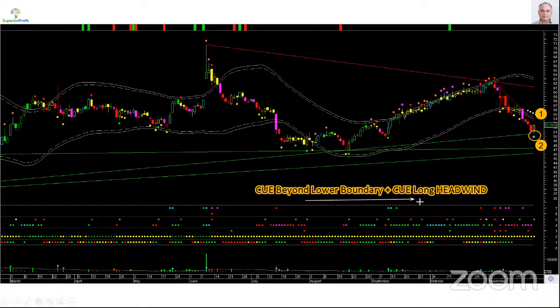More. Beyond lower boundary and long headwind. Beautiful, isn't it? I searched for beyond lower boundary with a bullish headwind, and it came with also a trend line support near the low and further trend line supports nearby. It has dropped sharply.